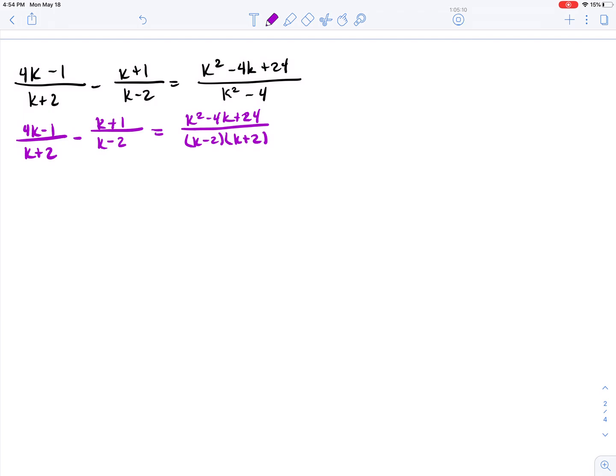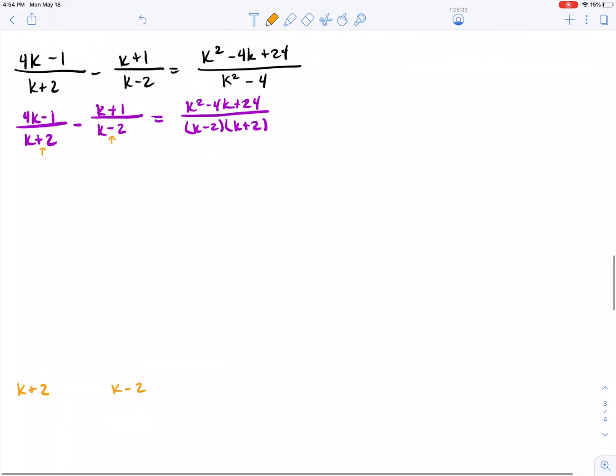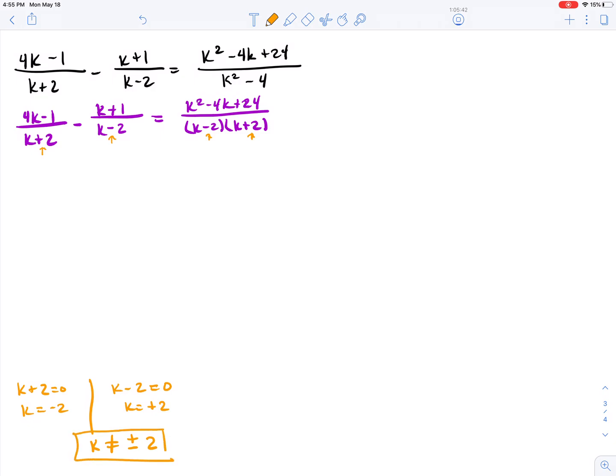Figure out my non-permissible values is the next step. So what do I have? I have k plus 2, and I have k minus 2. I'm going to need the other side there for the check, so that's why I'm working on the bottom. I have a k minus 2 and a k plus 2, so those are the only two factors that I have. So I have k equals negative 2 and k equals positive 2. So k cannot equal plus or minus 2. Those are my non-permissible values.